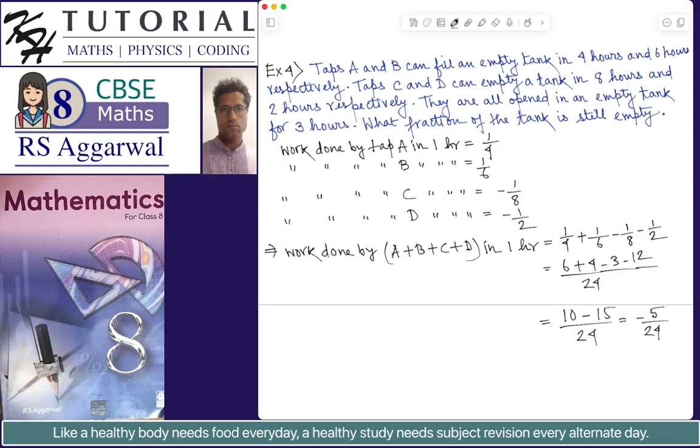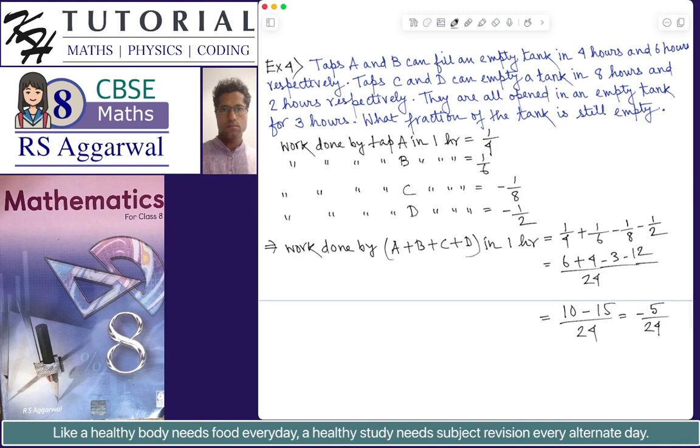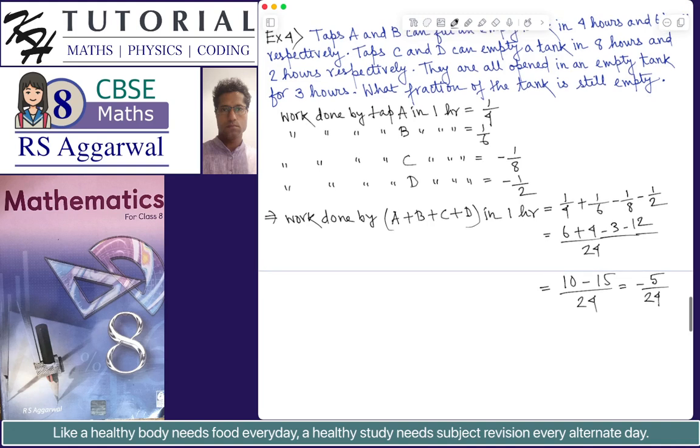So also in 3 hours no water will get filled up in the tank, because the work done per hour is negative. If the work done per hour is negative, this means that water is being emptied and no water is being filled up. So definitely, what will be the answer? What fraction of the tank is still empty? The whole tank will be empty. After 3 hours, the whole tank will be empty, which means that the answer is 1.